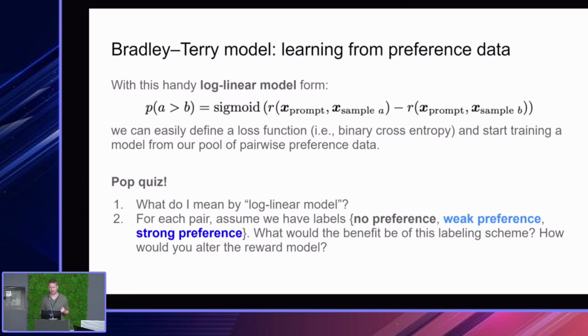Okay, so for each pair, let's assume we have labels no preference, weak preference, and strong preference. So 2 questions. What would the benefit be of this labeling scheme, and how would you alter the reward model? And I'm going to confine this to 3 minutes so that we get through things in time for the next speaker. So does anyone want to take a crack at either of those?